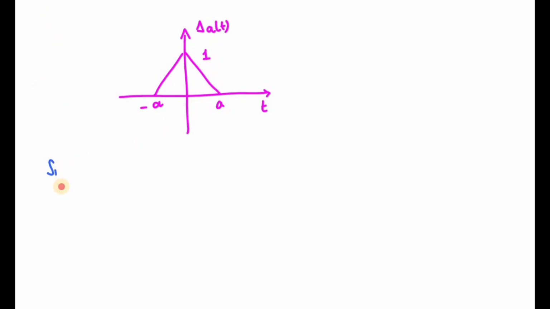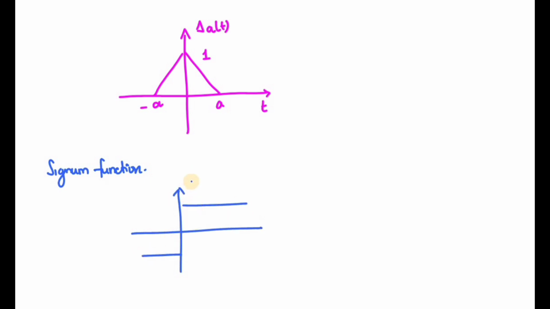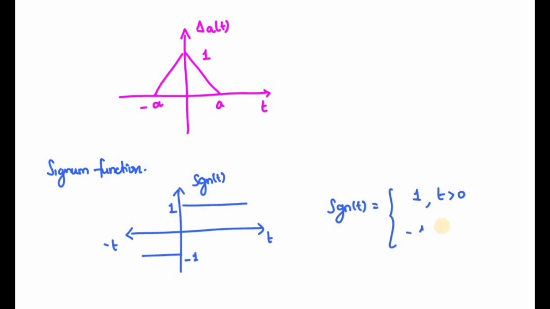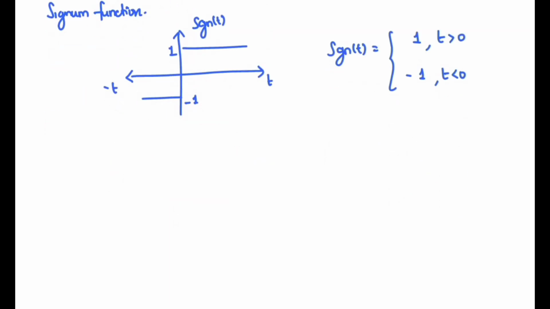And the next signal is the signum function. So this is how the signal is. Here the amplitude of the signal is 1 and minus 1. In short form it is represented like this. It is 1 for t greater than 0, and minus 1 for t less than 0. This is about the signum function.